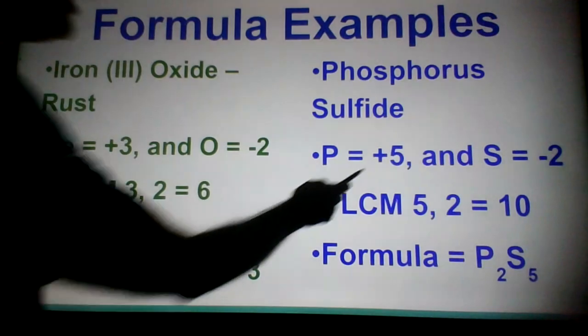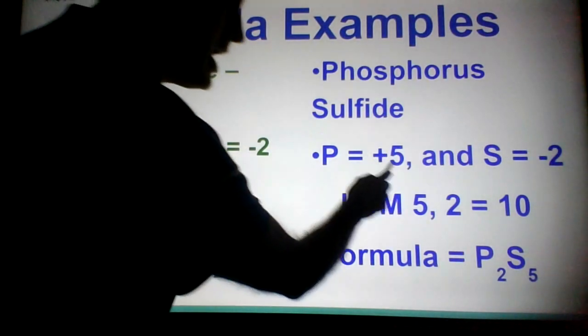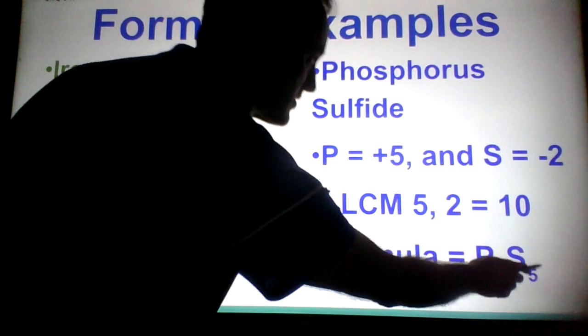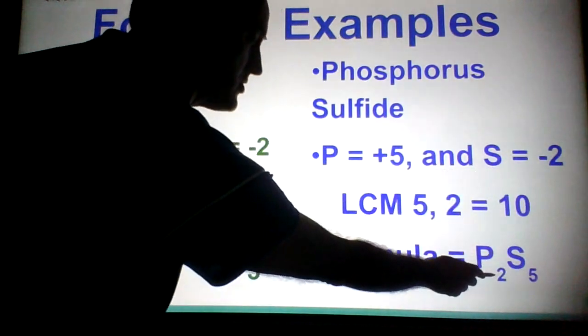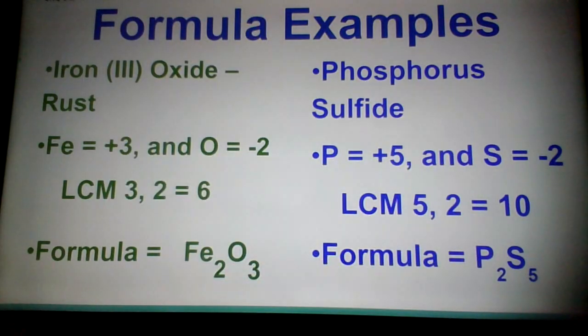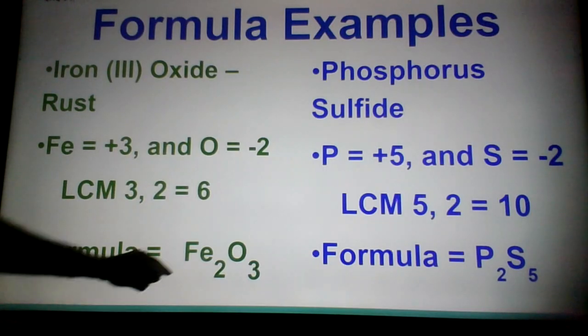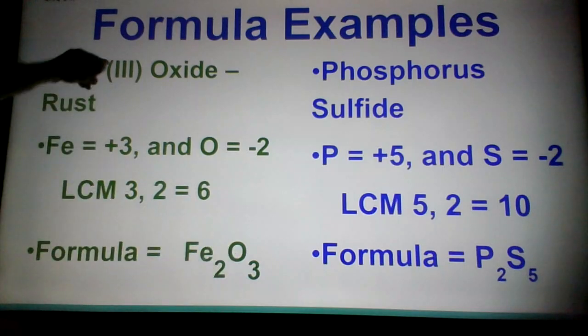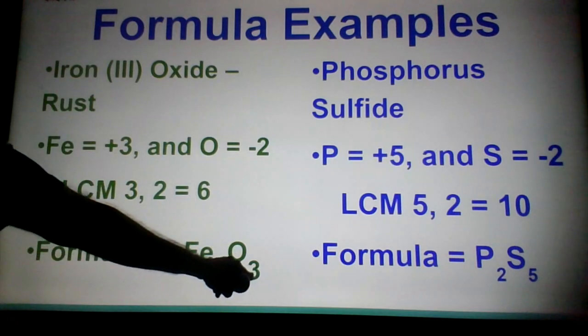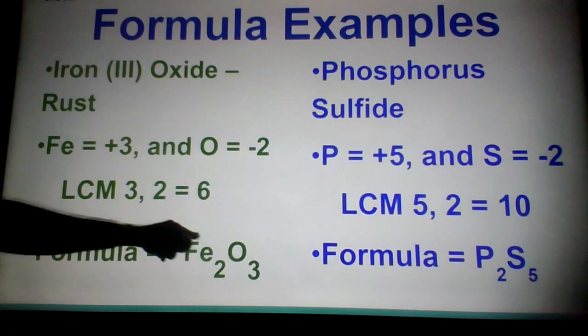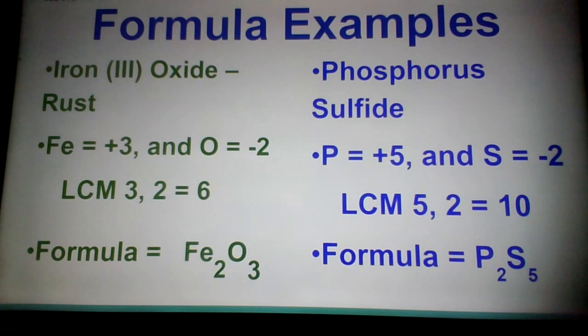There's your formula. Look what happened. The P +5 switches down to the S. The -2 on sulfur switches down to the P. The 2 signs dropped. Your answer is P2S5. And we would read that as diphosphorus pentasulfide. All right, here it's just iron oxide, but iron 3 oxide, because that's the oxidation number of the iron before we did the little switcheroo trick. Ready?